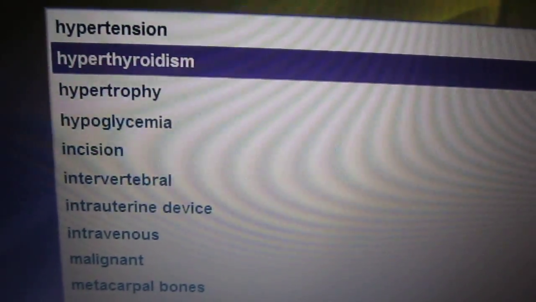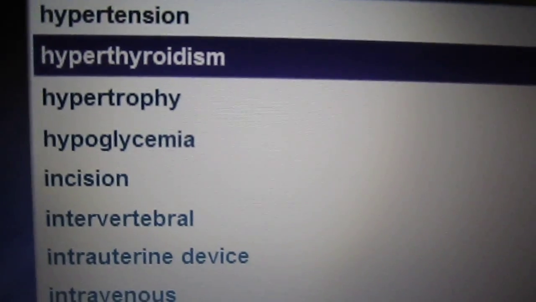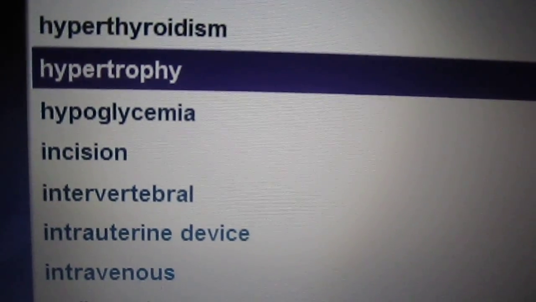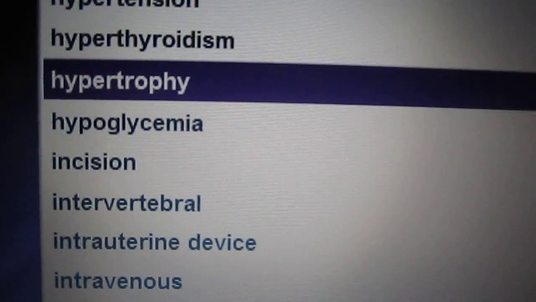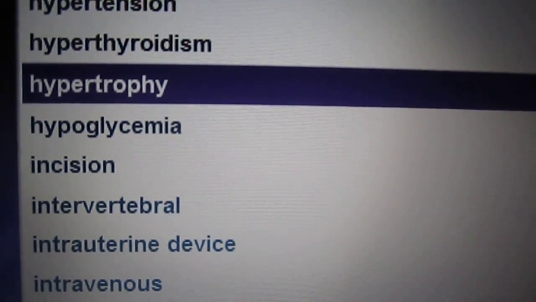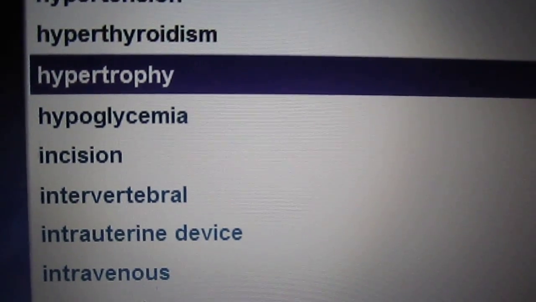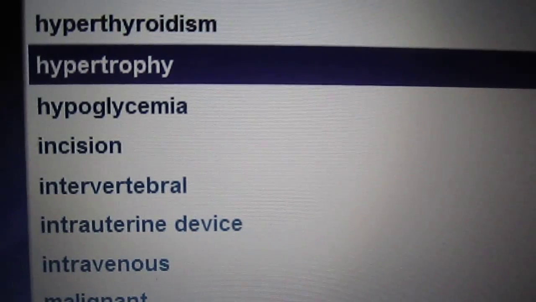Hyperthyroidism. Hyperthyroidism describes the increased secretion of thyroid hormones from the thyroid gland. Hypertrophy. Trophy means development or nourishment. Remember that hypertrophy is an increase in cell size rather than the number of cells, as in hyperplasia.